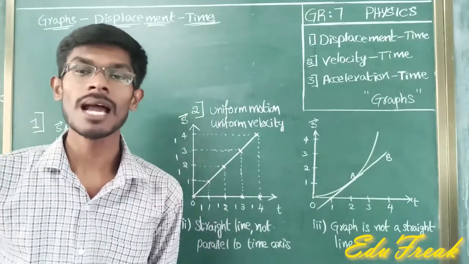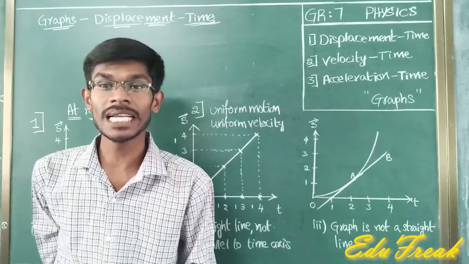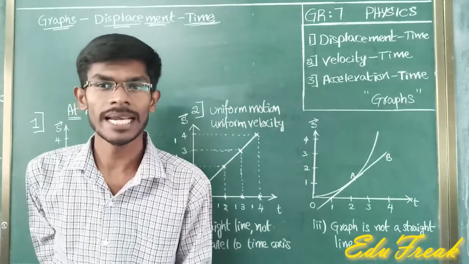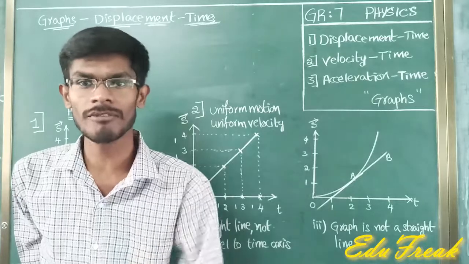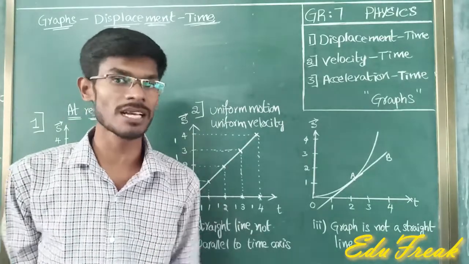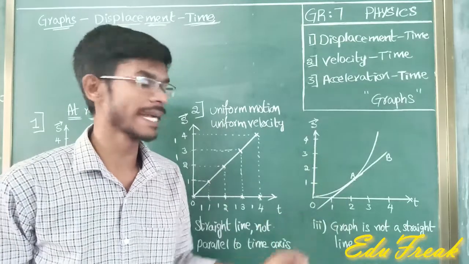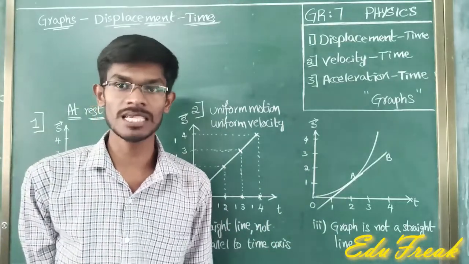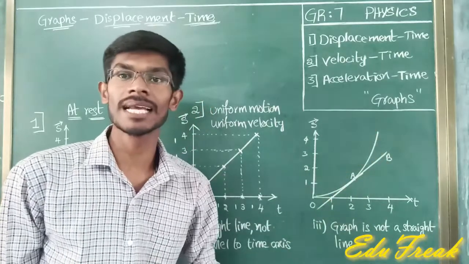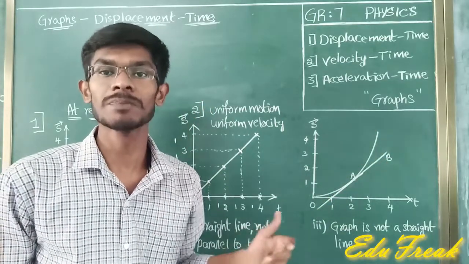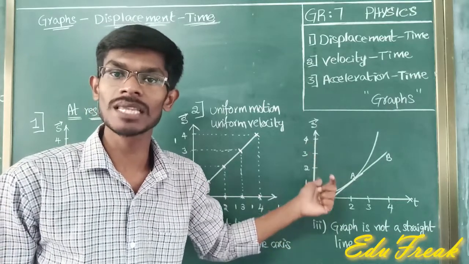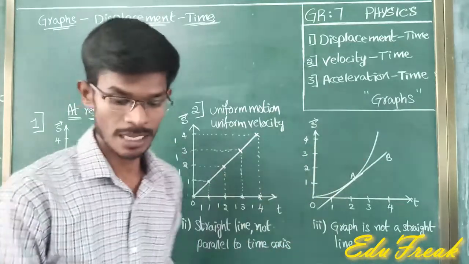Non-uniform velocity. It means the object is covering unequal distances in equal intervals of time, or unequal distances in unequal intervals of time, or equal distances in unequal intervals of time. Then we will call it non-uniform velocity. If the displacement time graph is not a straight line or it is a curved path, the object is in non-uniform motion, or moving with non-uniform velocity.